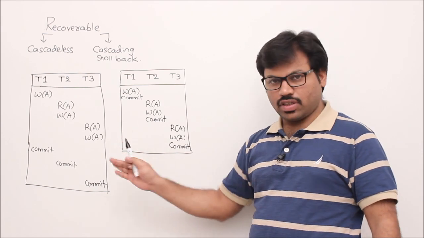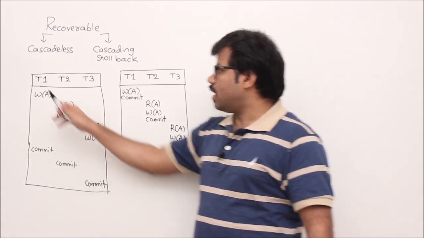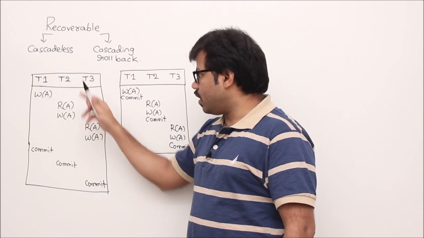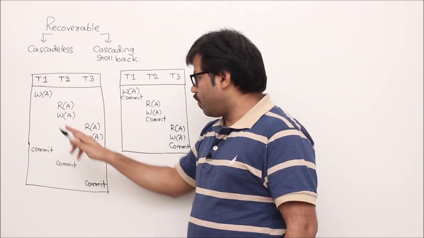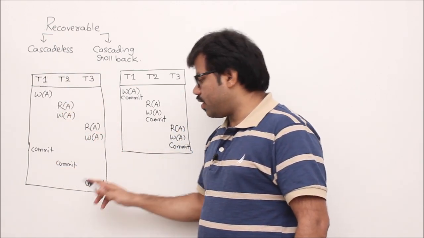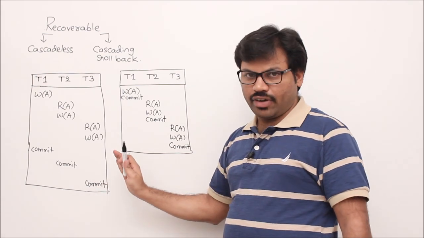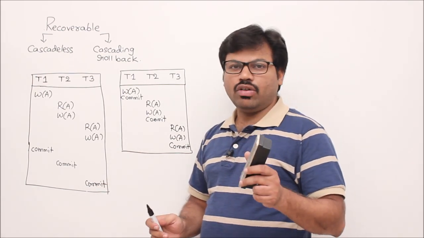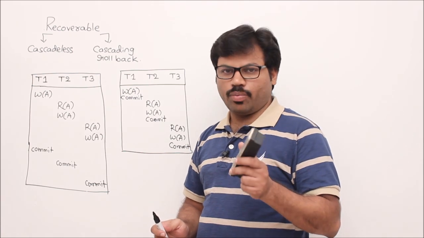We'll see with examples so that you can easily understand. Consider these three transactions T1, T2, T3: write here, read here, write here, read here, write here, commit, commit, commit. First of all, we'll see whether it is recoverable or not. In a recoverable schedule, no committed transaction needs to be rolled back, correct?